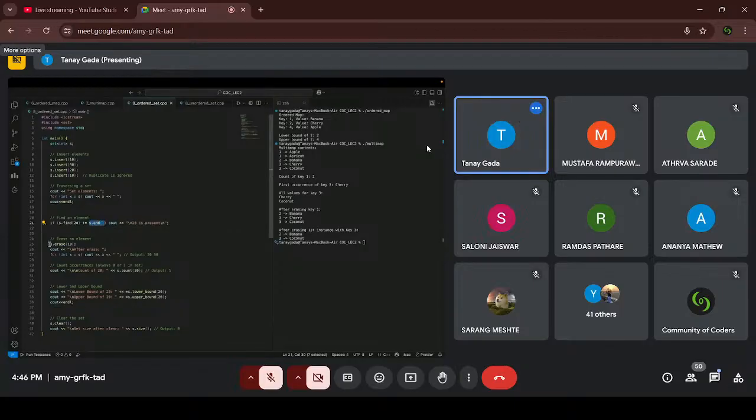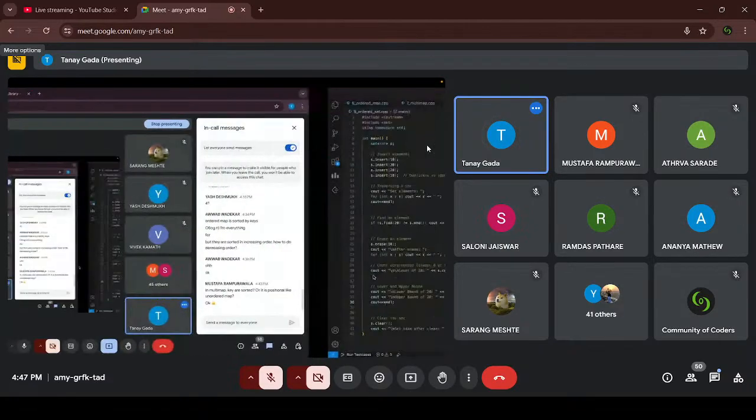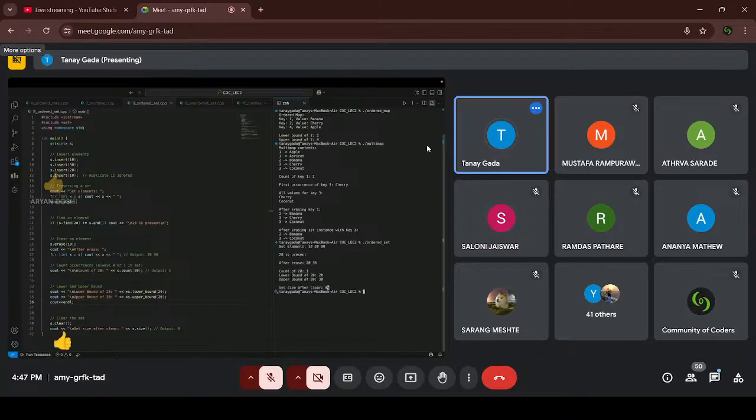The erase function is the same as we did before. Also, it is an ordered set. It is sorted, all elements are sorted. So we can use lower bound and upper bound. And the time complexity of lower bound and upper bound is log n, as you might know. Any doubt in ordered set? I can run this, if you want to see the output.